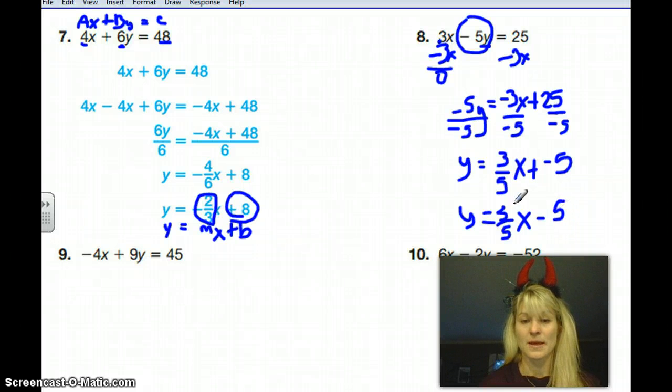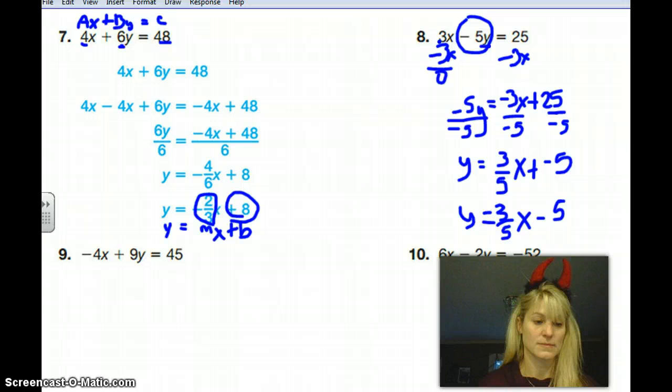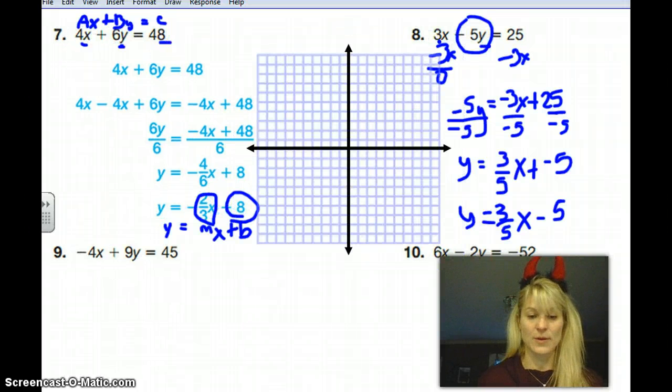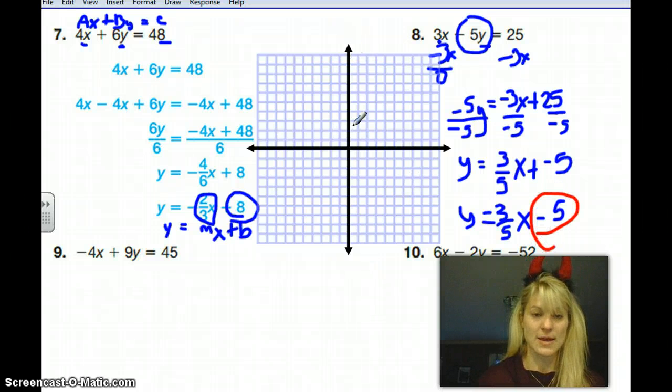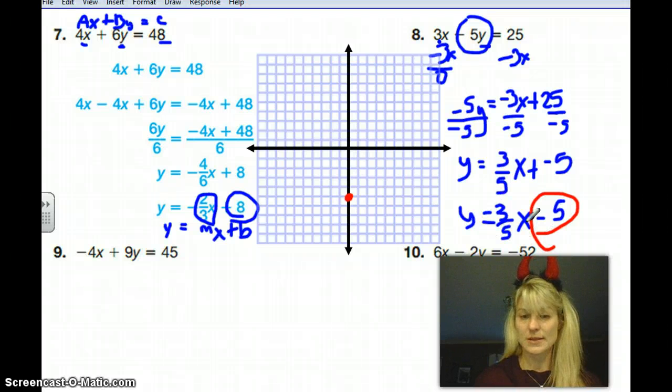Okay? And then I know that 3/5 is the slope, and negative 5 is the y-intercept. So now, when I graph this, I know that this is my negative 5. That's my y-intercept. So here's the y. I go 1, 2, 3, 4, 5. I put a point at the negative 5. And then my slope tells me how to get to the next point.